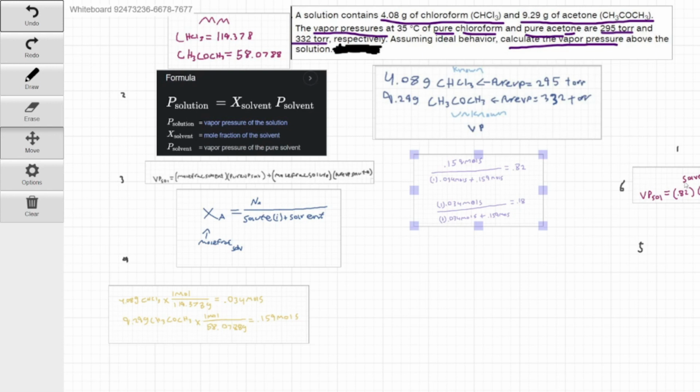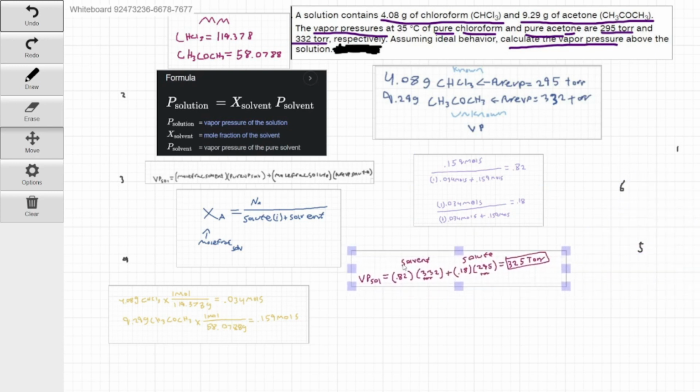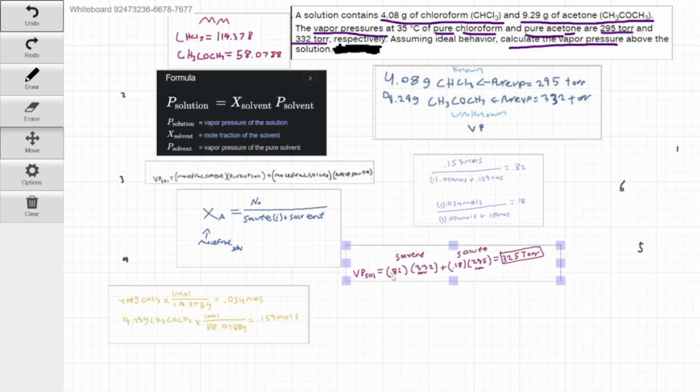Now what we're going to do is plug all of our results right into the formula. We're going to take our mole fraction of the solvent, 0.82, times the 332 torr, which is its pure vapor pressure, plus the 0.18 times the 295 torr. That's for our solute. And we're going to get 325 torr for our answer. That is how you solve for two pure vapor pressures, or just the vapor pressure of the solution given two pures.